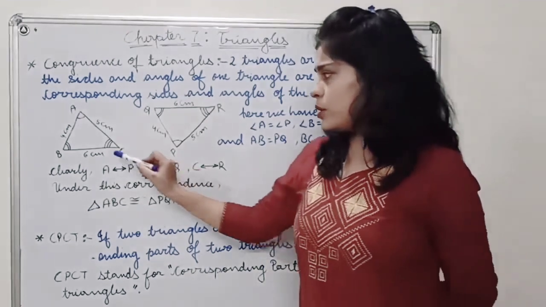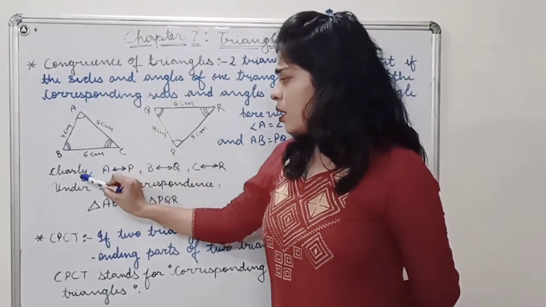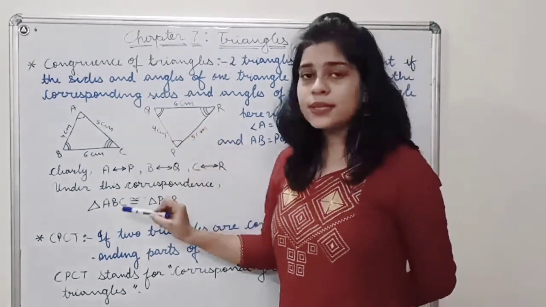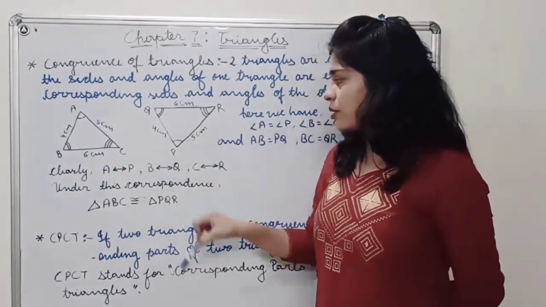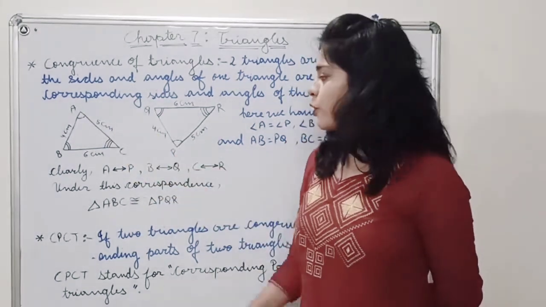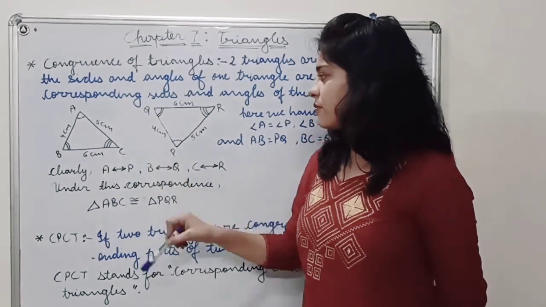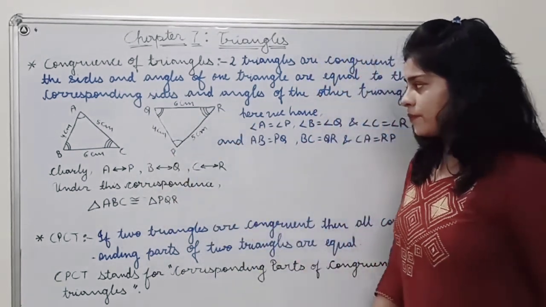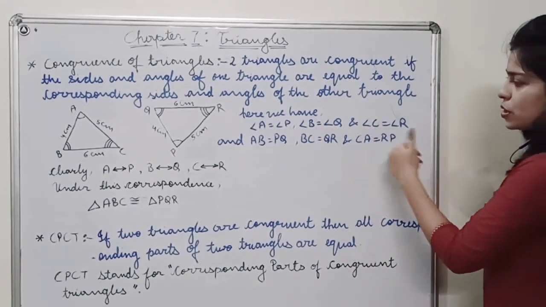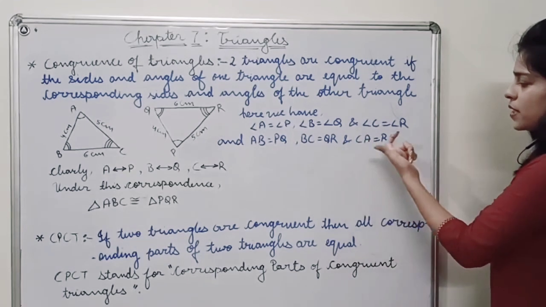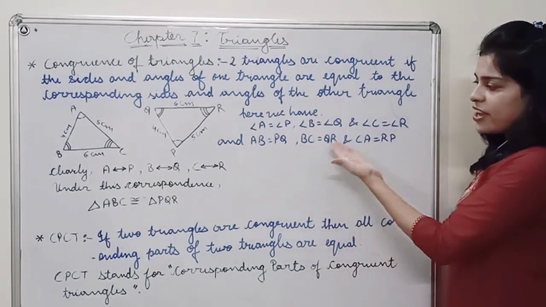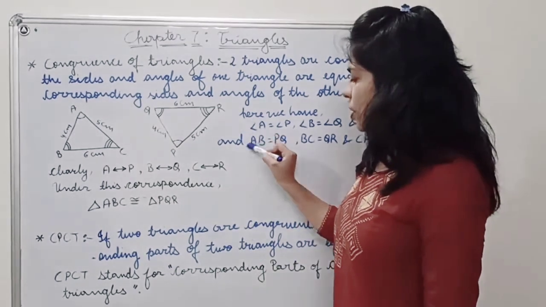Okay. So clearly from this figure, we can get the corresponding vertices of the two triangles. This triangle also has 3 vertices. This triangle also has 3 vertices. So vertex A and vertex P are corresponding. Vertex B and vertex Q are corresponding. Vertex C and vertex R are corresponding. And equal angles: angle A equals angle P, angle B equals angle Q, angle C equals angle R; AB equals PQ, BC equals QR, CA equals RP. All equal angles and all equal sides I have mentioned here, and they are corresponding also.